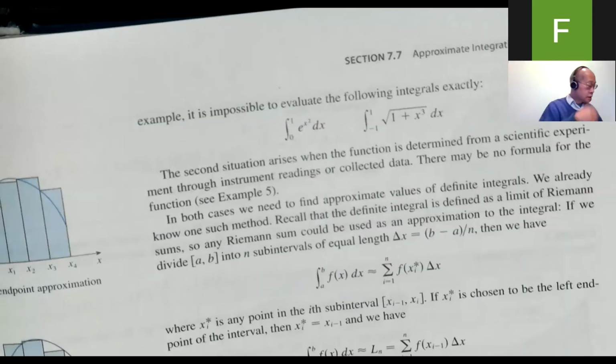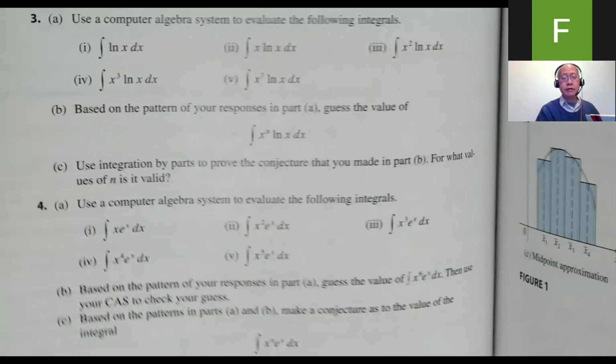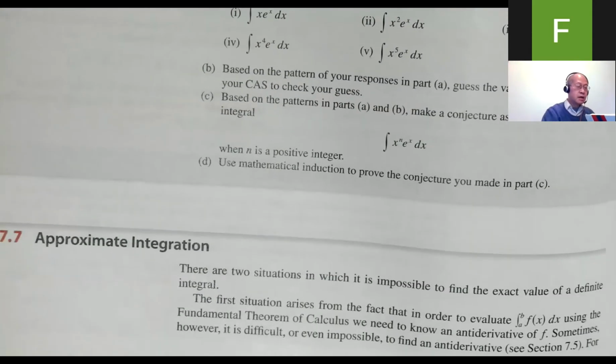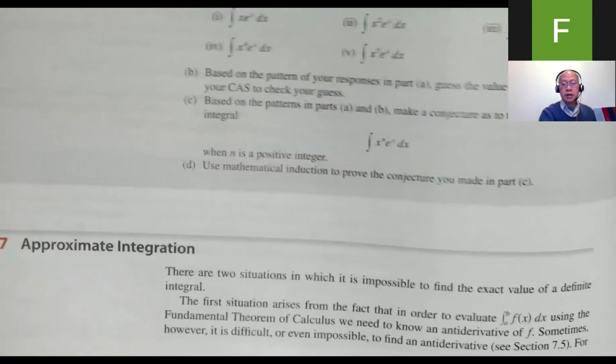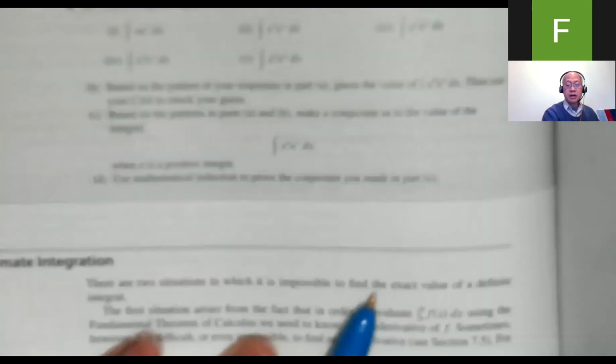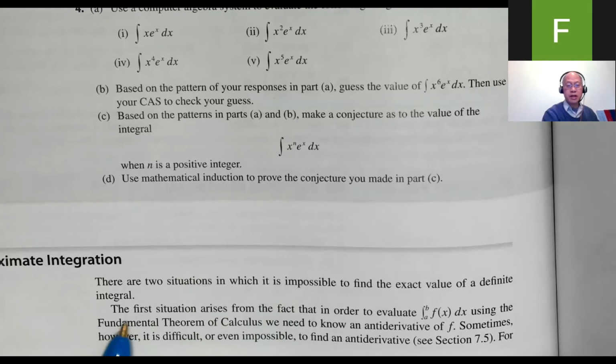All right, so 7.7, you are going to need a calculator, very calculator dependent. Approximate integration. There are still some integrals where it's impossible to find the exact value. There are some situations where it's impossible to find a definite integral exactly.